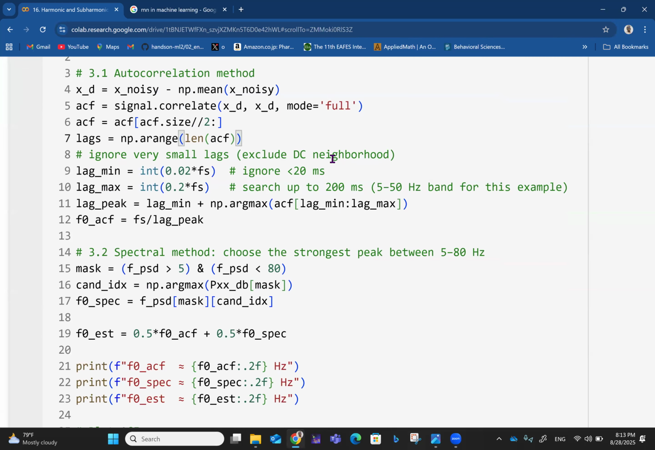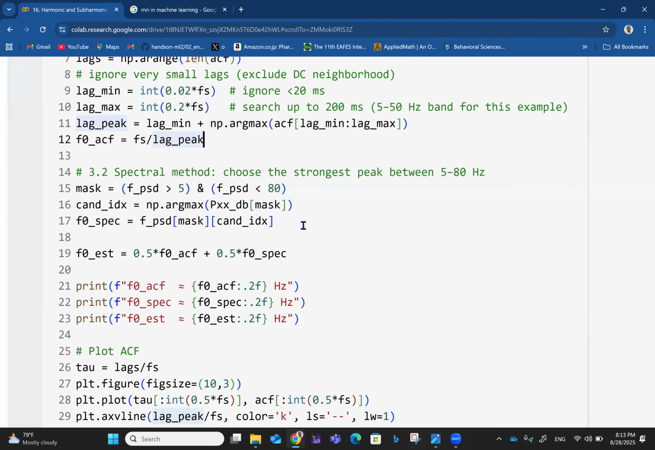So you ignore very small lags where you exclude DC neighborhood. So minimum lag is integer 0.02 times fs. So you ignore anything less than 20 ms. And lag max, you have 0.2 times fs, such up to 200 ms. That's the 5 to 50 hertz band for this frequency. Then lag peak will now be lag minimum plus np.argmax and all of that story. Then you have f naught underscore ACF. You have fs over lag peak. This is where you get the f naught now.